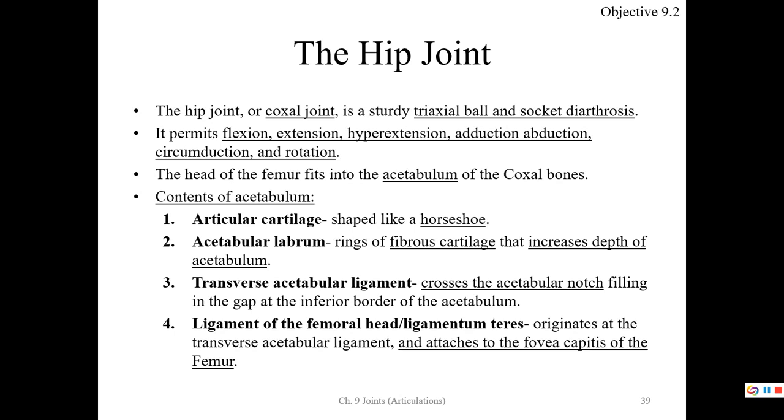When you take the horseshoe, there's a gap at the bottom of the horseshoe. There's a gap at the bottom of the toilet seat. That gap, called the acetabular notch, has a transverse acetabular ligament going across. And then there's a ligament of the femoral head, sometimes called ligamentum teres. Teres means round or smooth. This starts at the transverse acetabular ligament, goes up and goes to the fovea capitis of the femur.